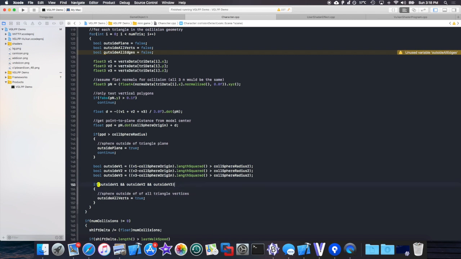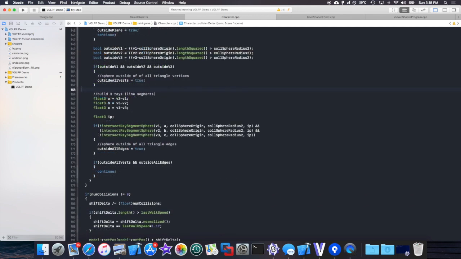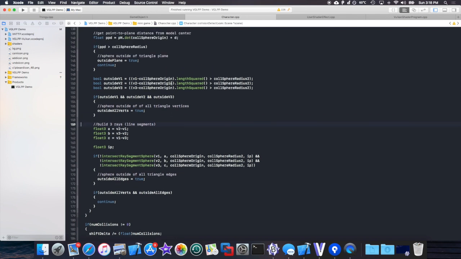Now, if we are outside all three of the vertices, we now know the answer to the question. So that part of the algorithm has been essentially done for us. The third part of the algorithm, in other words, determining whether or not we intersect any of the edges of the polygons, is actually one of the more complicated parts. This is the part that I actually had to look up, because I haven't done any kind of ray casting in a while.